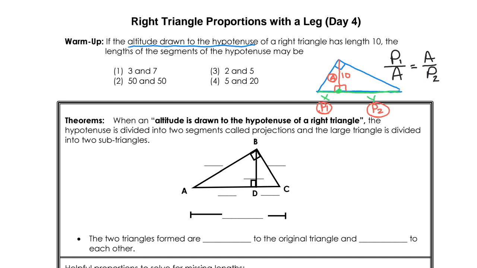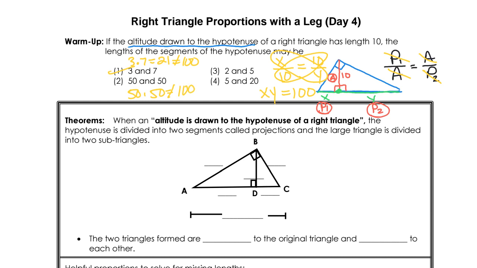and those projections are different. So when we sub in our first projection, we called x, over our altitude, which is 10, is equal to our altitude, which is 10, over our projection 2, which we called y. And when we cross multiply, our two projections multiplied together have to equal 10 times 10, which is 100. So if I take 3 and 7, that gives me 21, which isn't equal to 100. 50 times 50 is not equal to 100.